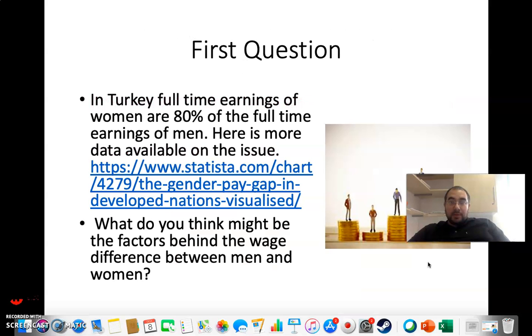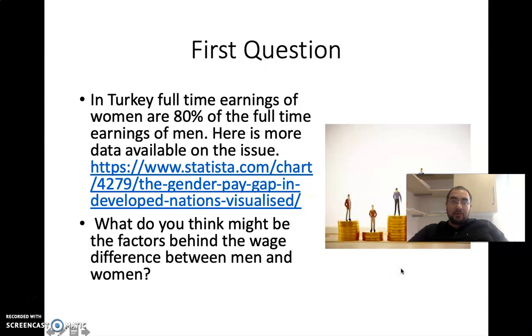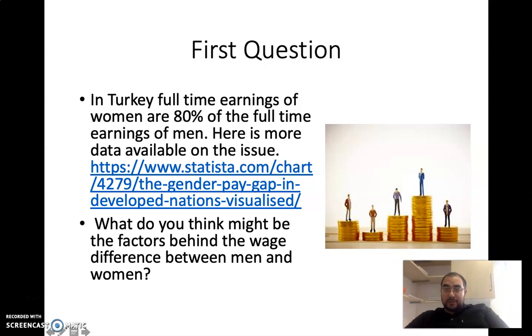So let's continue. By clicking this link, you can go to a website where you can see data for Turkey, and in Turkey, full-time earnings of women are 80% of men. Of course, that also includes the time differences. Women and men's working hours are included when you calculate earnings as opposed to wage. Earnings are yearly or monthly earnings. Wages are usually hourly or daily wages. Sometimes earnings can also be weekly.